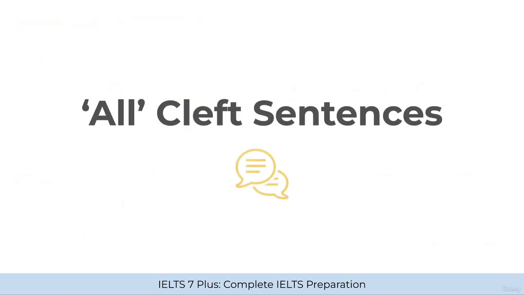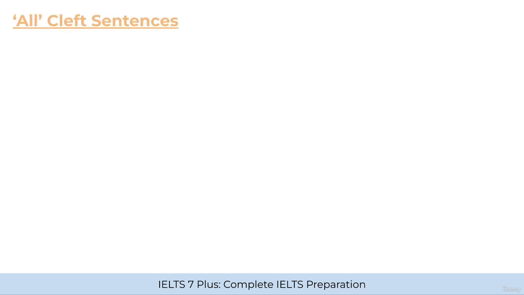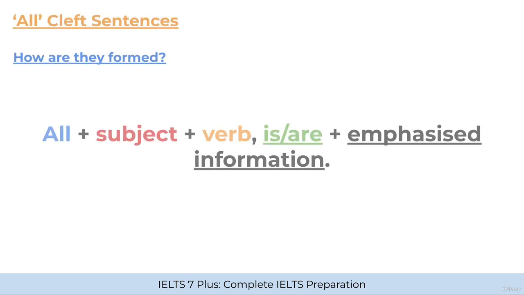And there's another one. We'll end with this one today, an all cleft sentence. How is this different? Well, you might notice that it's quite similar to the what cleft. Instead, we have the beginning word as all, followed by the subject, followed by the verb to be, emphasized information. So actually, all and what are fairly similar.